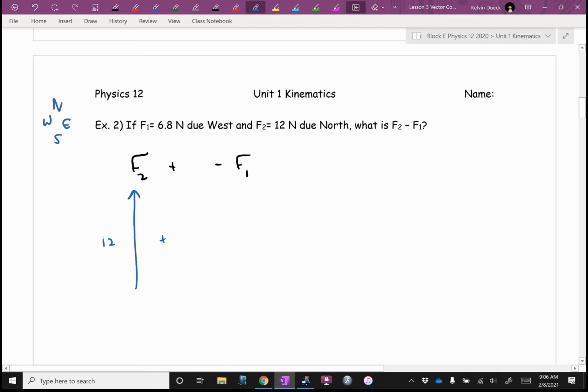Okay. By the way, it's also easy to say, oh, don't I flip that? No, no, no. You flip the second one, and this said F2 minus F1. So negative west would be east. And 6.8 is roughly half as long as 12, so I kind of eyeballed it about like that. Now I've turned it into an addition question. Emily, how do I add two vectors together? Draw them. Good. Solve this one on your own. I'm going to shut up.